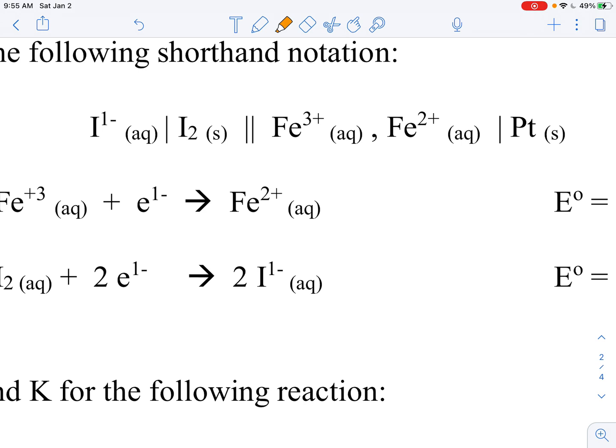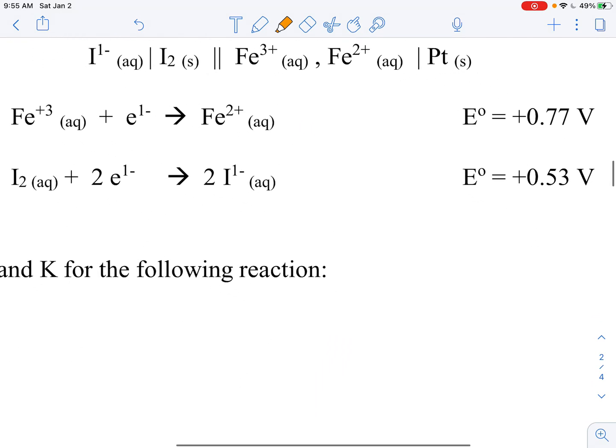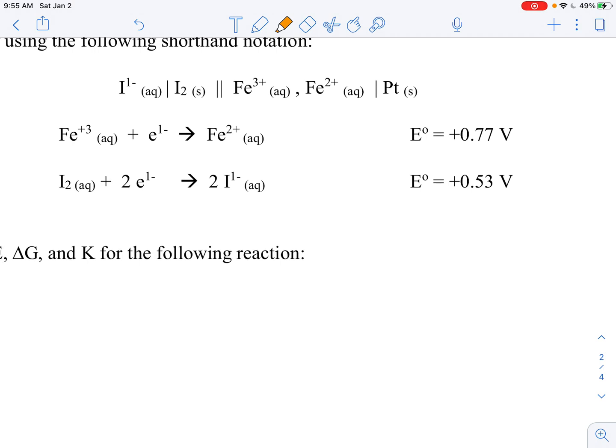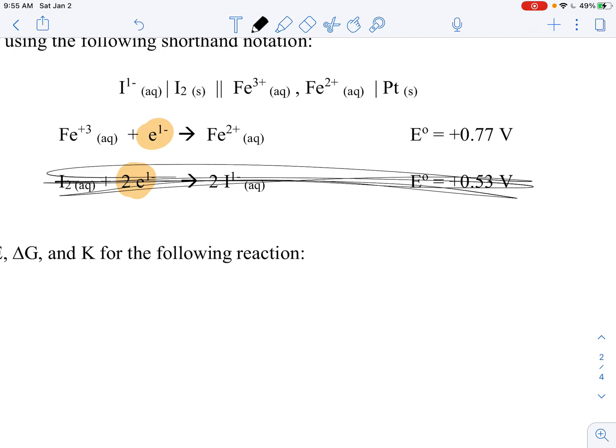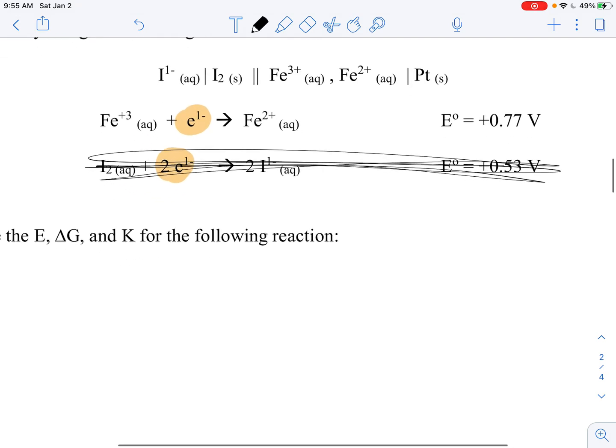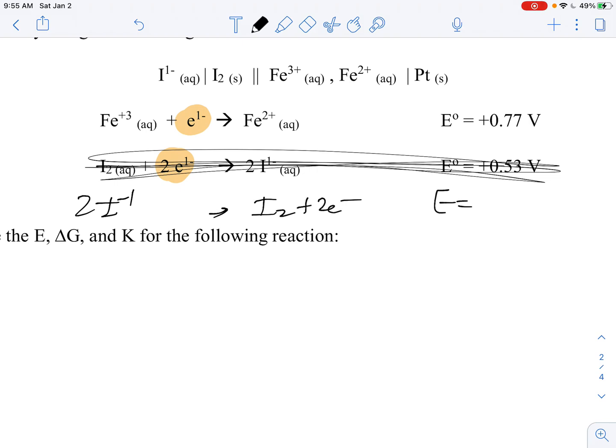One more, and then we'll be done. It says make a battery using the following shorthand notation. So it looks like we're going to be oxidizing iodide and reducing the iron 3+ to the iron 2+. So we have these 2 half-reactions here. Please note that they are both written as reductions, as one would expect. So we are going to have to do 2 things. We're going to have to flip one of them. You always flip the one that is the less positive, the more negative. So we're going to flip that one, and 2I negative is going to form I2 plus 2 electrons.